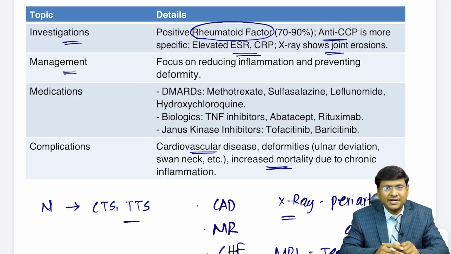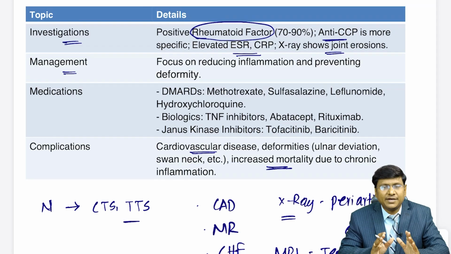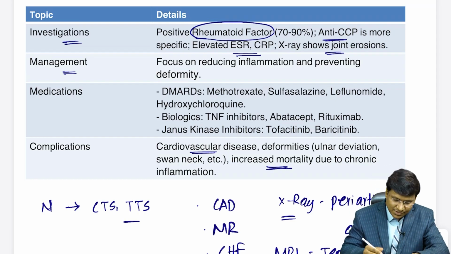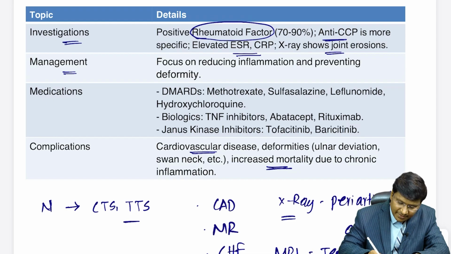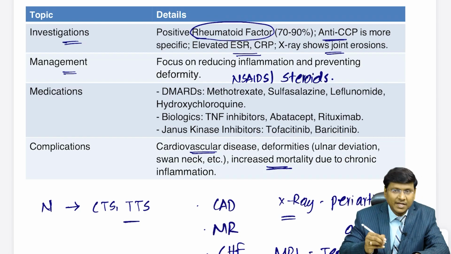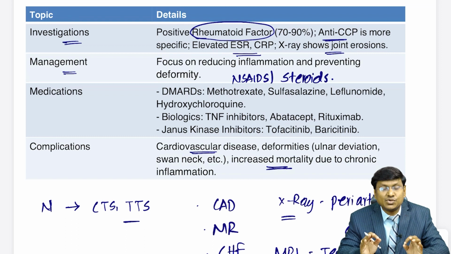Then how do you treat these patients? See, you need to give the treatment for acute attacks and you need to give the treatment for maintenance therapy as well. Now, what is the treatment for the acute attack? The treatment for acute attack will be mainly NSAIDs or steroids. So that will be the drugs for the acute attack.